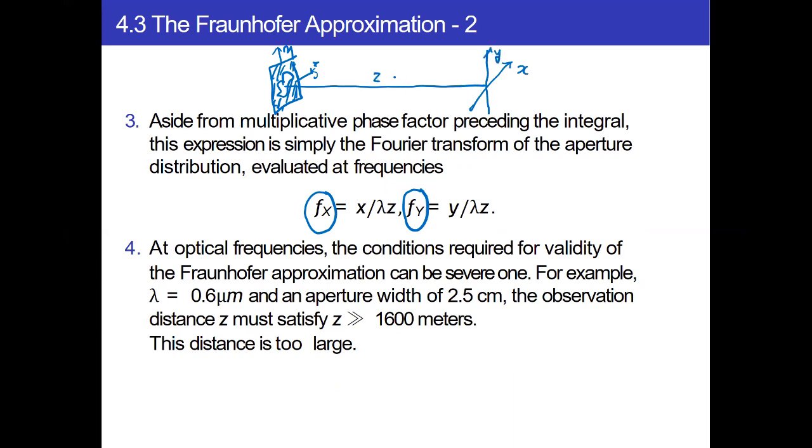Okay, this is z. And if z is large enough, aperture area, and then we note that it is a Fourier transformation. U(x, y) and U(ξ, η) are related by the Fourier transformation.